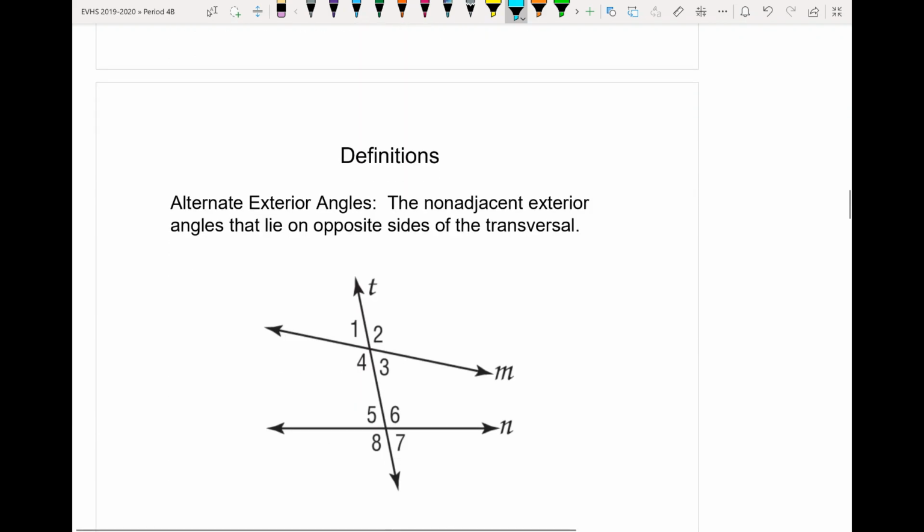Next up, we've got alternate exteriors. Same idea, right? So 2 is going to be alternate exteriors with 8, and then 1 with 7. Okay. Those 3 concepts. Oh, I'm sorry. I take it back. There's one more.